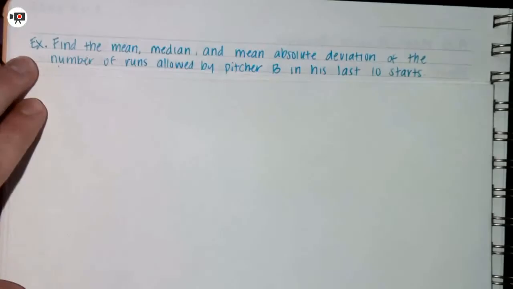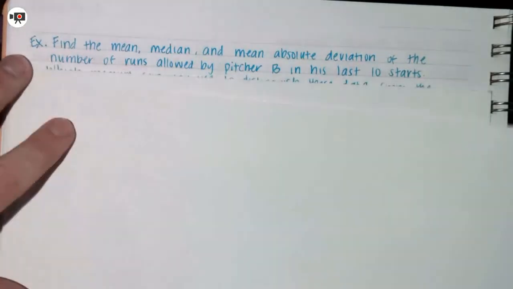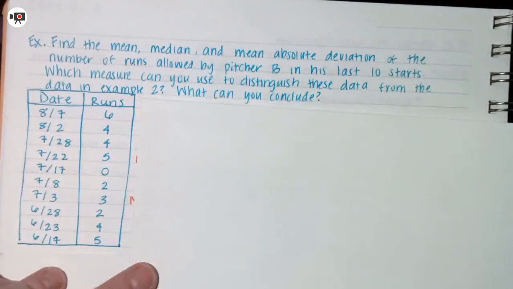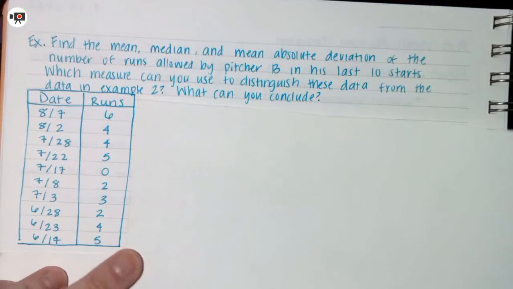Now we are going to find the mean, median, and mean absolute deviation of the number of runs allowed by pitcher B in his last 10 starts. Which measure can you use to distinguish the data from the data in example 2? And what can you conclude?